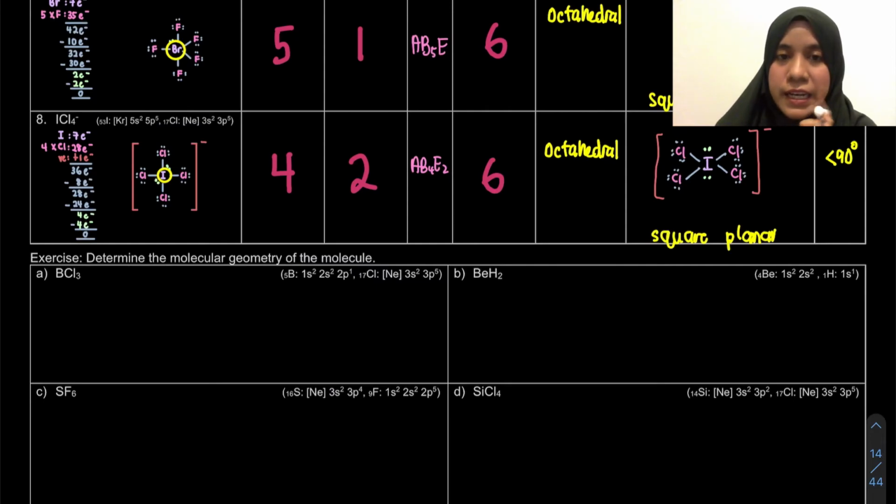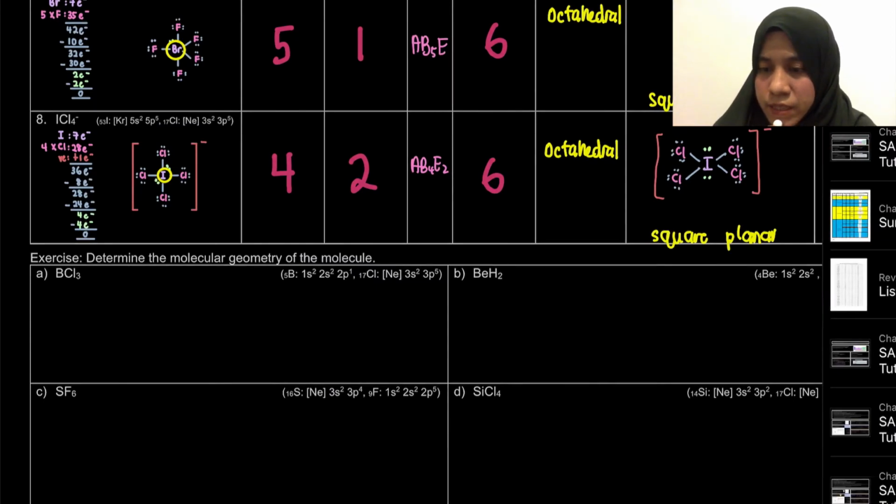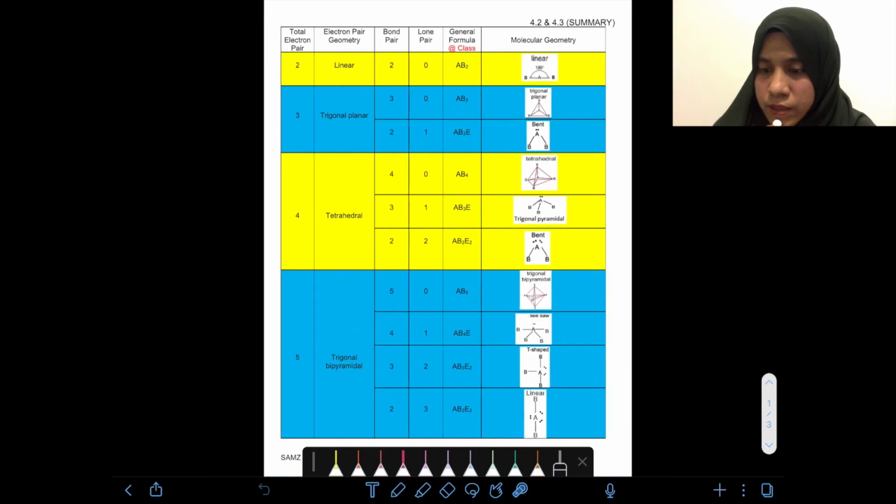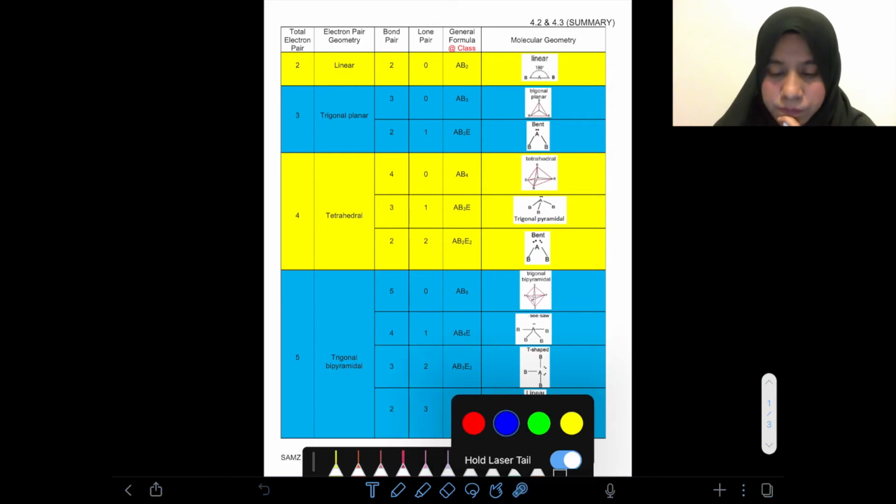Memang kita kena ingat. Tapi again, yang ini Miss ada tulis. And this is the summary. Yang ini ada dalam 4.2 kamu lah. 4.2 and 4.3 summary. Miss memang dah upload ni dalam chapter 4 punya notes. Chapter 4 punya, apa ni nama dia? Topik tu.